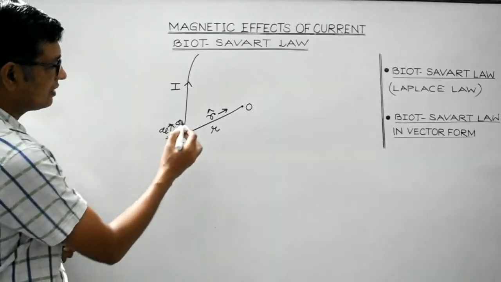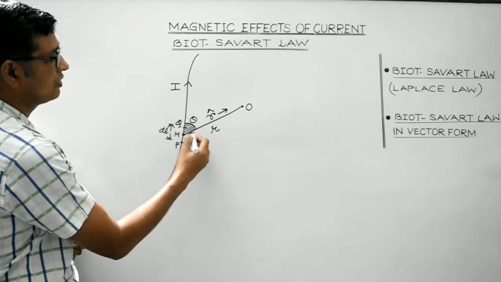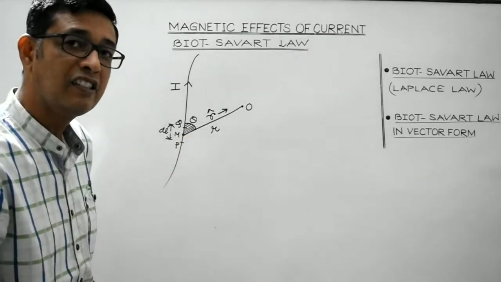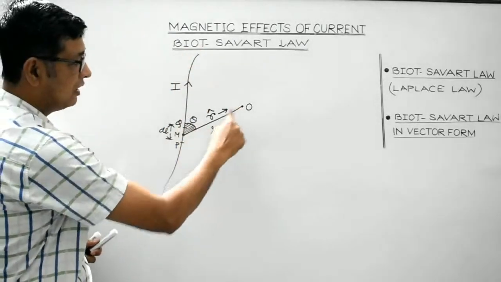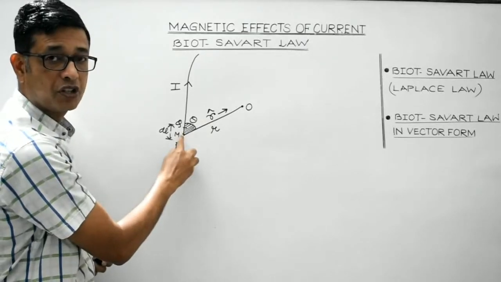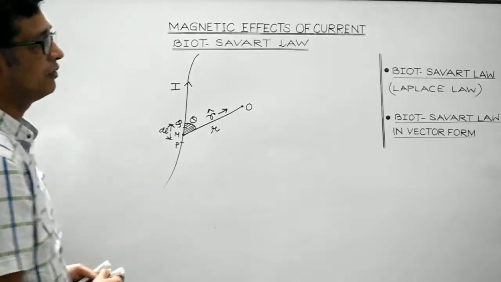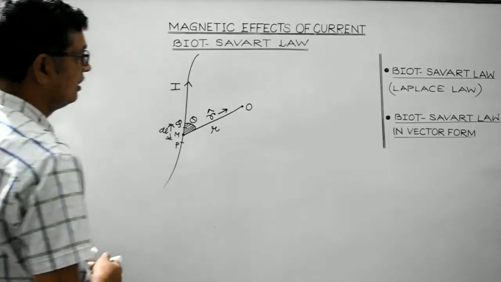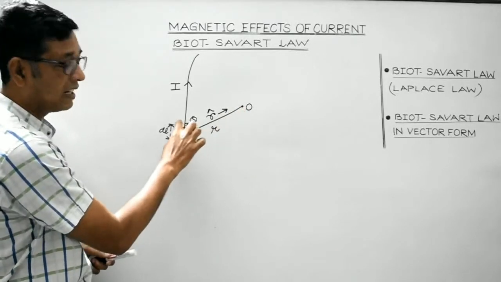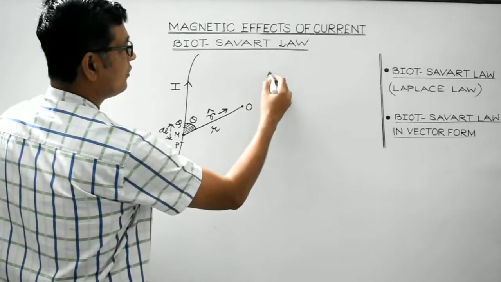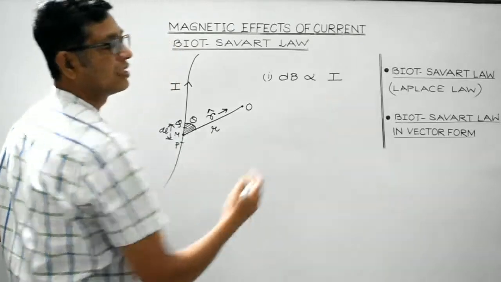And also, let us consider this angle to be theta. This is the angle which is theta. So, what is theta? Theta is the angle which the direction of the flow of current makes with the line joining the center of the elementary portion to the observation point. Right? So, what Biot-Savart found or Laplace found was the strength of the magnetic field at point O due to this current-carrying elementary portion is found to be directly proportional to the current flowing through that elementary portion.